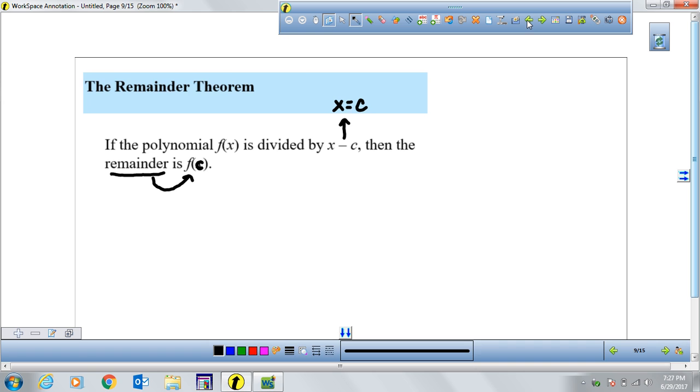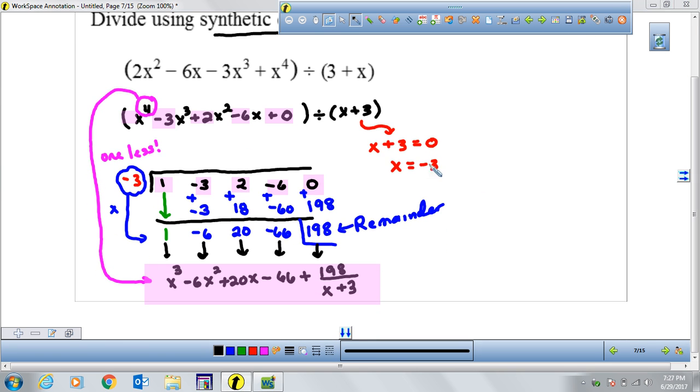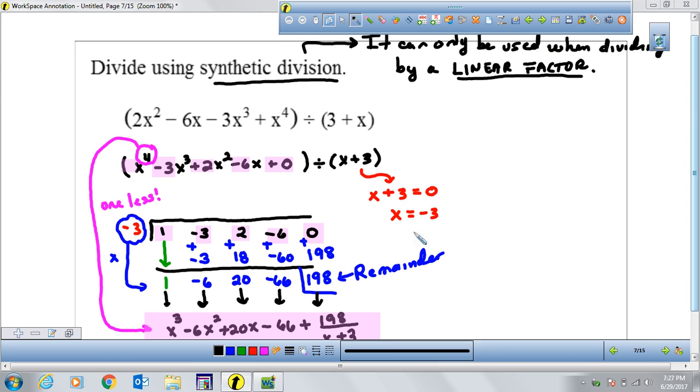So if we go back to the previous question, when we divided by x equals negative 3, that remainder of 198 is the same number that we would get if I replace x with negative 3 in every x of this polynomial. Remember, when we replace the x, that will give us the y value when x is negative 3.